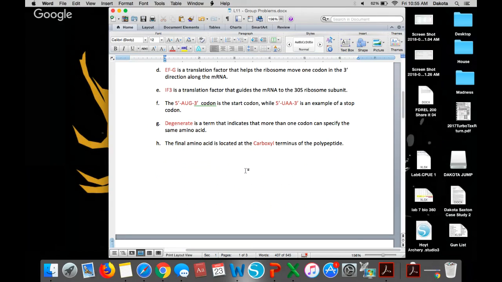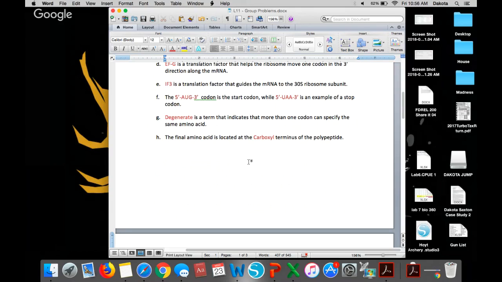And then degenerate is a term that indicates that more than one codon can specify the same amino acid. So throughout our notes in the PowerPoint, it showed a picture of more than one possibility of how each one could have a different letter thrown in there. So there's more than one possibility. And then the F, or the final amino acid, is located at the carboxyl terminus of the polypeptide.